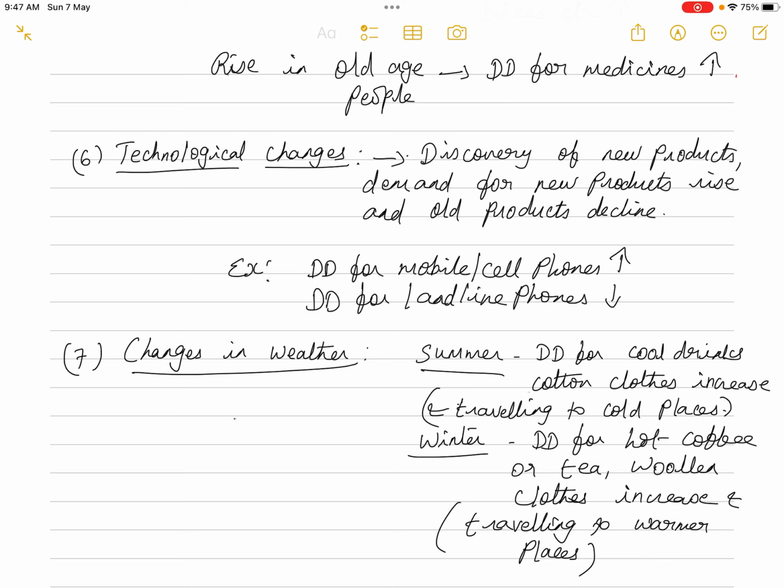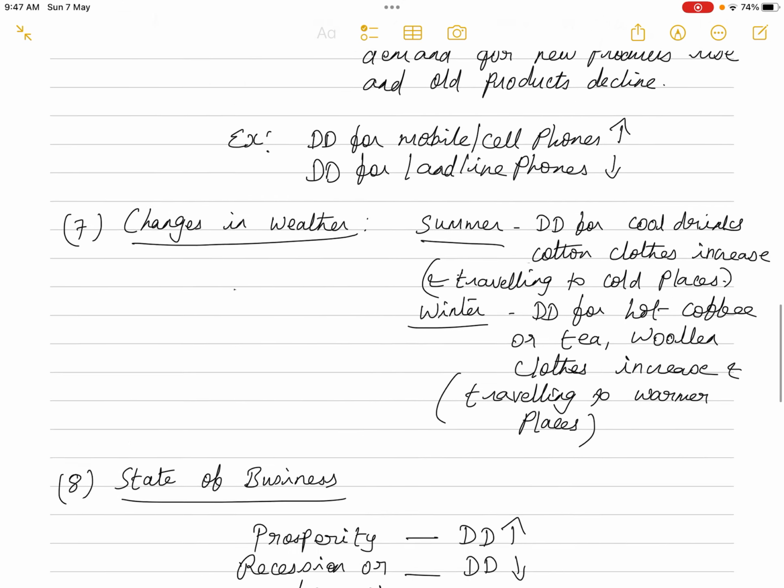Because of technological advancement, if any new discoveries are made, if any new varieties of commodities are discovered, then the demand for old commodities will decrease. Demand for new commodities will increase and the demand for old commodities will decrease. The best example is the demand for mobile phones. Because of technology, mobile phones, cell phones have been discovered. So what is happening? Nobody is demanding landline phones. The landline phones have become outdated. So demand for landline phones has decreased, but the demand for mobile or cell phones has increased.